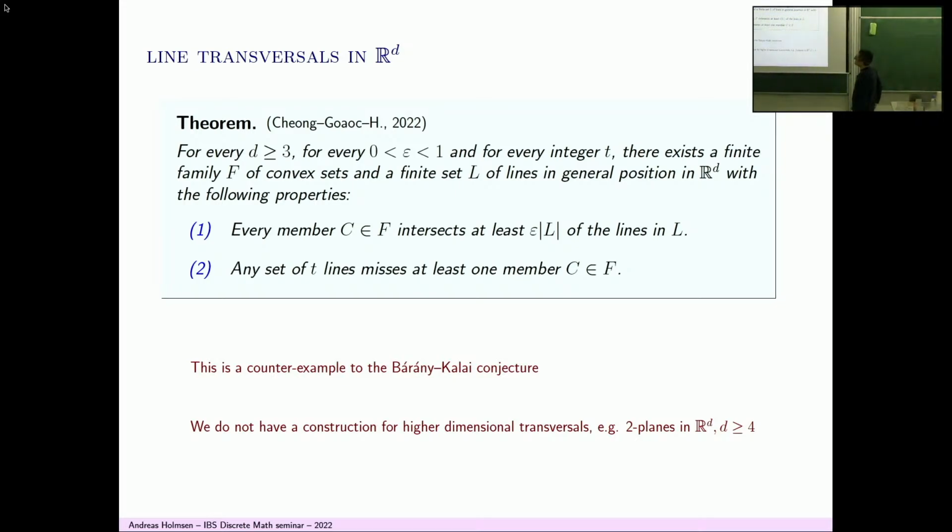Okay, so the theorem is, in fact, in any dimension. So for every dimension greater or equal to 3, every epsilon between 0 and 1, and any integer t, I'll give you a finite family of convex sets. I'll give you a finite set of lines that are in general position, such that every set intersects a positive epsilon fraction of the lines, and any set of t lines misses at least one set of your family. Okay? Is it clear? There might be one question: what does general position mean?